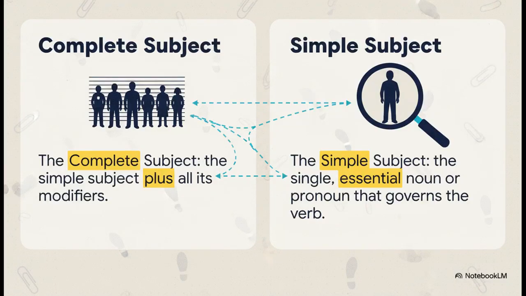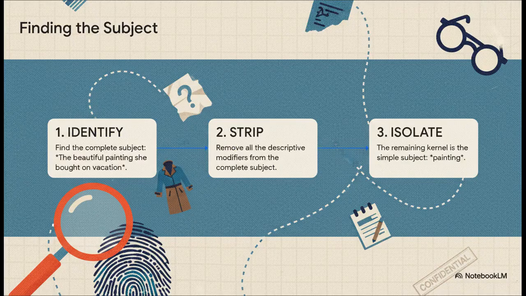This is a really key distinction. You've got what's called the complete subject. That's the main noun, plus all the words describing it, the whole entourage. But then you have the simple subject, and that is the one single essential word that the verb is actually connected to. That's our guy. That's the prime suspect.